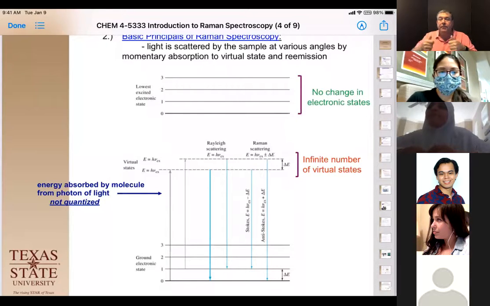Oh, you're being taught in an instrument course about Stokes and anti-Stokes calculation? Good, I'm going to talk about that in a little bit. It's all about the change in the energy of the incident light.